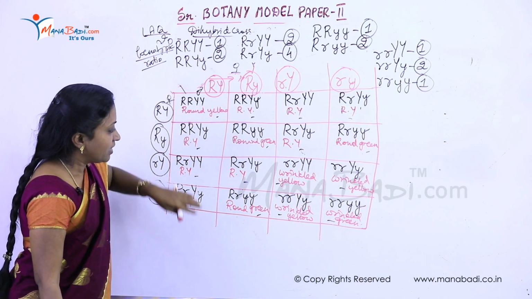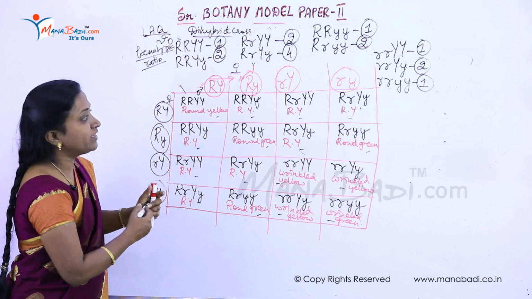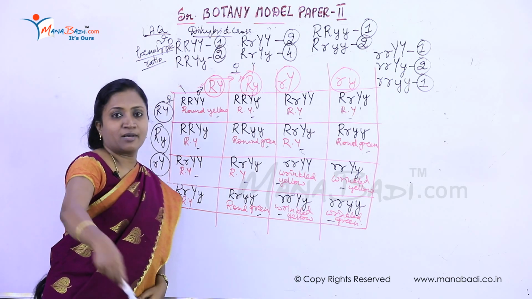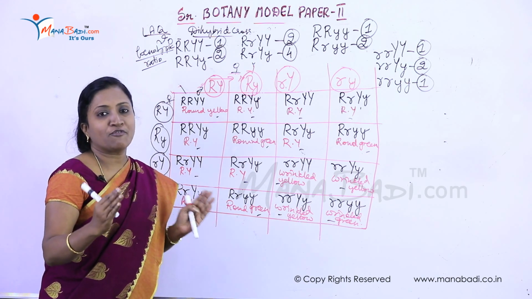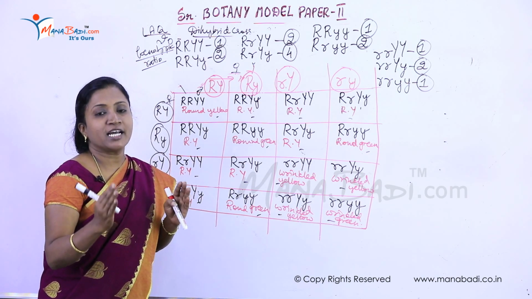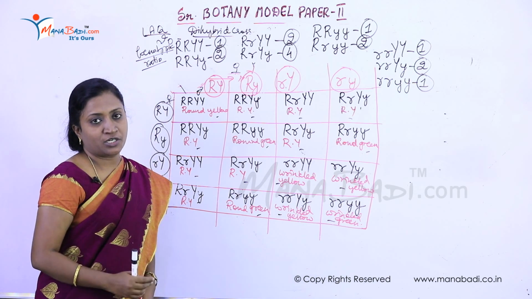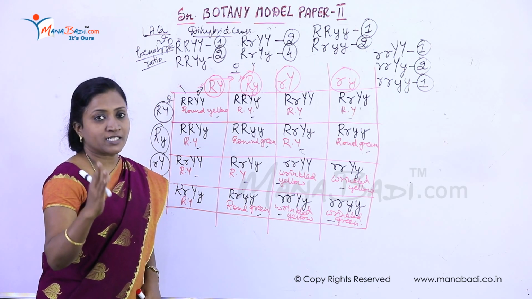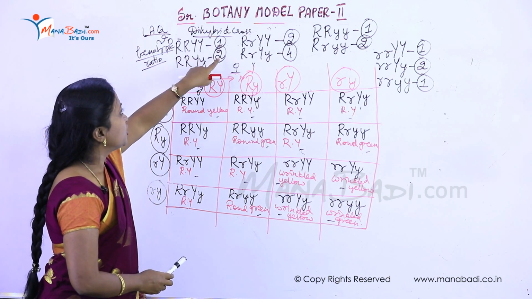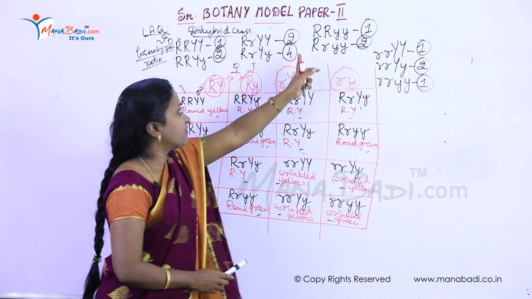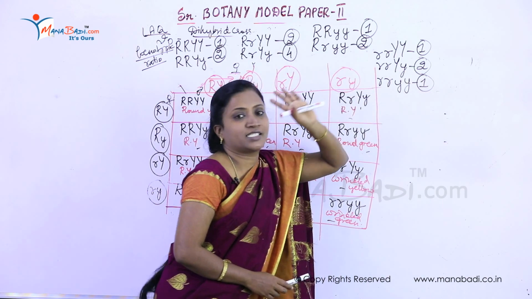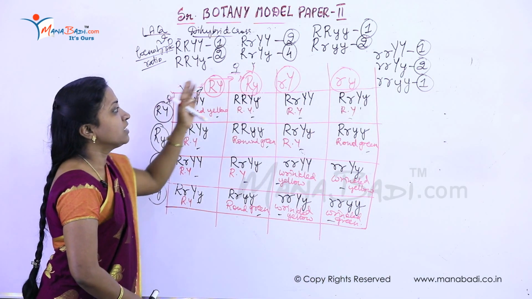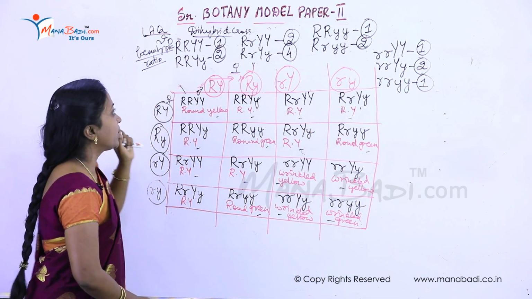So here, if we sum up all the genotypes, we will get the total number of offspring produced at the end of the F2 generation. That is, the total number of offspring is 16. See here, 2 plus 1, 3, 5, 9, 10, 12, 13, 14, 15, 16. This is the genotypic ratio we can go with.